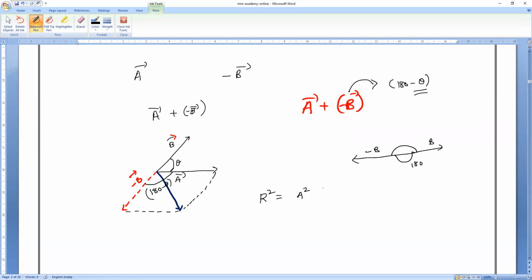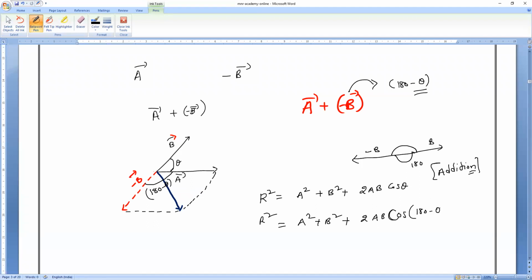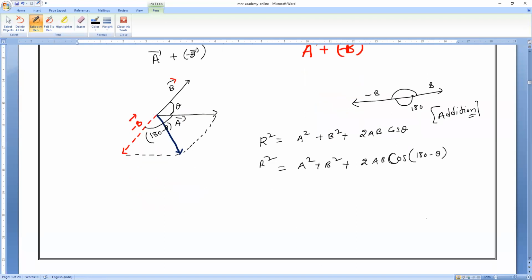So apply the resultant formula. R square equals A square plus B square plus 2AB cos theta. Because it is possible only to add; addition is possible, so we cannot make subtraction. So now R square equals A square plus B square plus 2AB cos theta. What will theta be? 180 minus theta. Clear? That is what you have to remember.